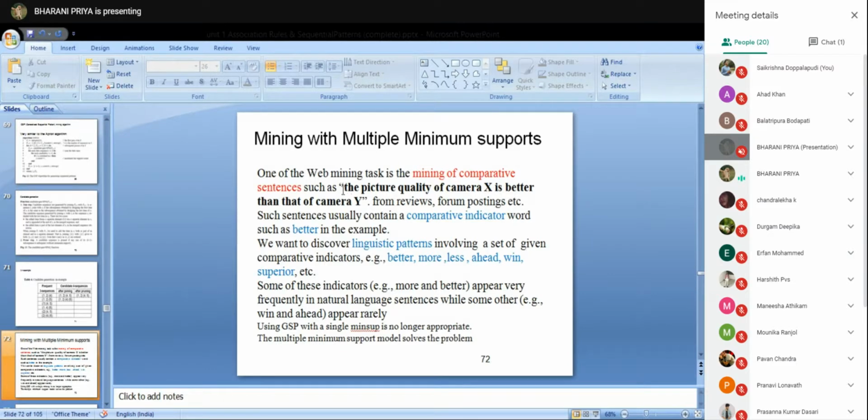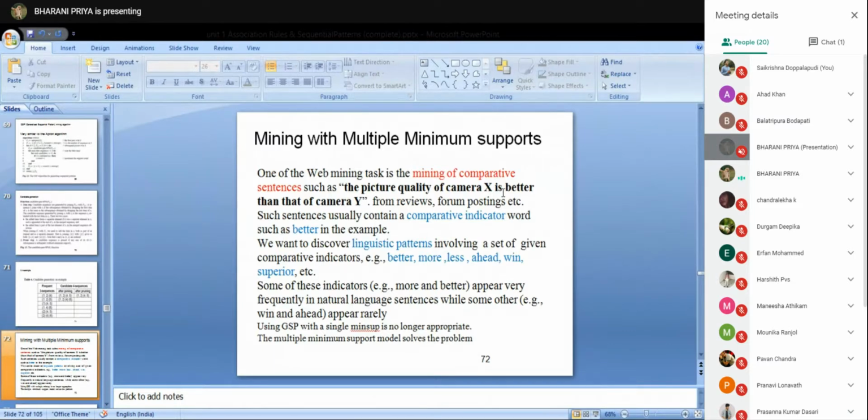When you are taking these types of inputs, you can find them in reviews or forums or some postings, and you want to mine accordingly and decide whether to buy camera X or camera Y. But all the users may not use the same words. Here, better is the comparative word. This better is called a comparative indicator, which indicates the quality of X and Y.